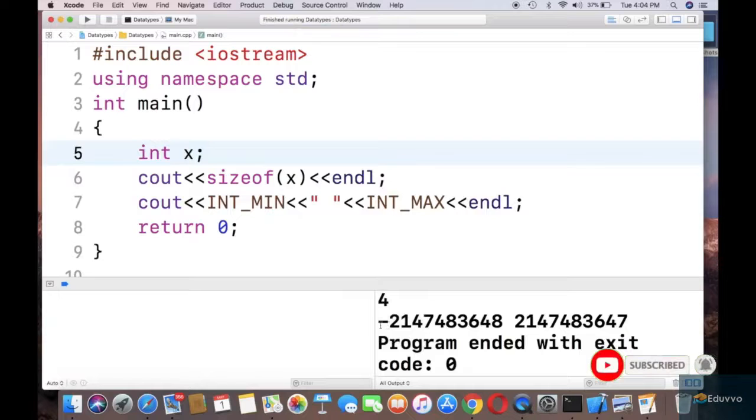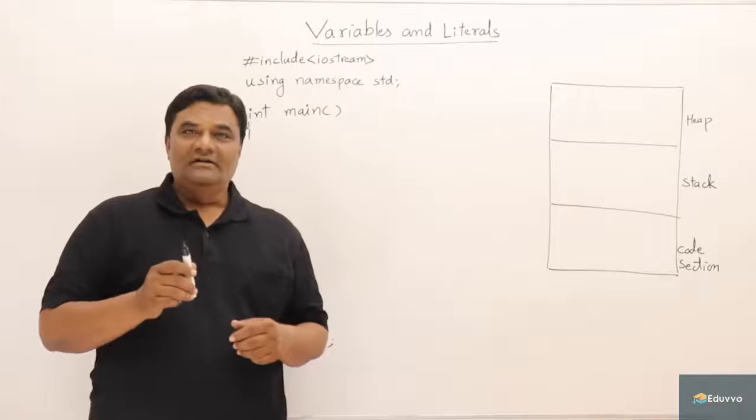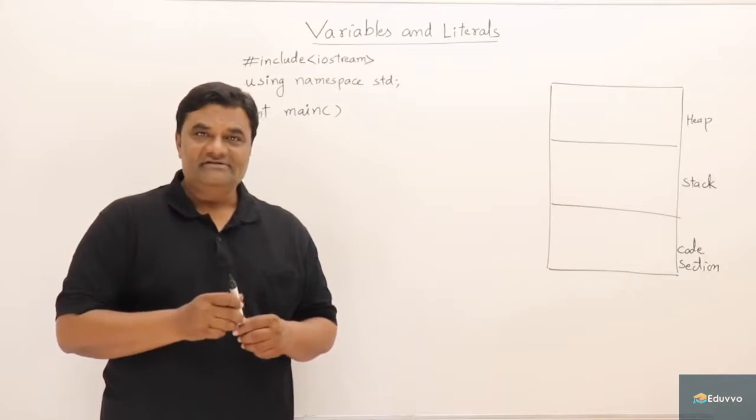So this is the minimum value of an integer data type. This is the maximum value in 4 bytes, that is 2147483647. By using these things, you can know the data type sizes and their minimum and maximum values supported by your compiler. Next topic is variables and literals.